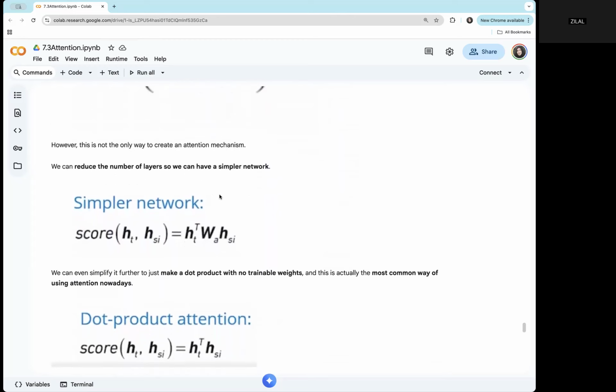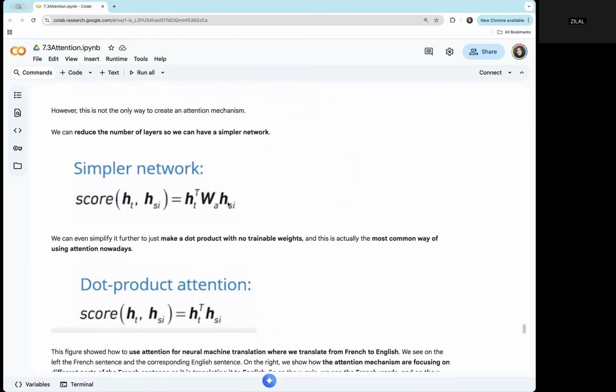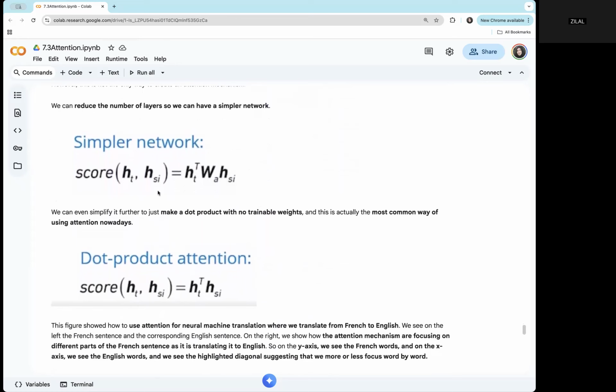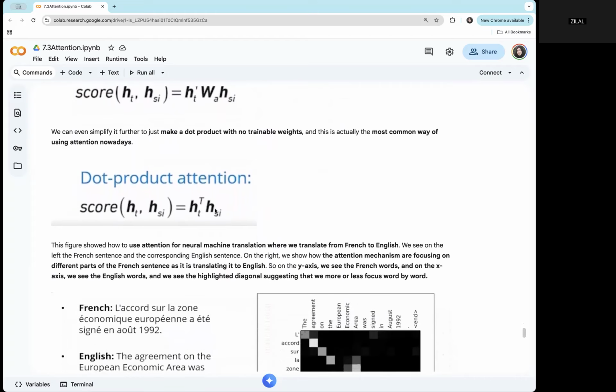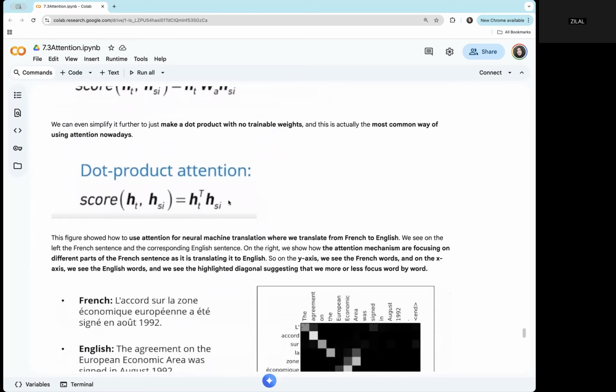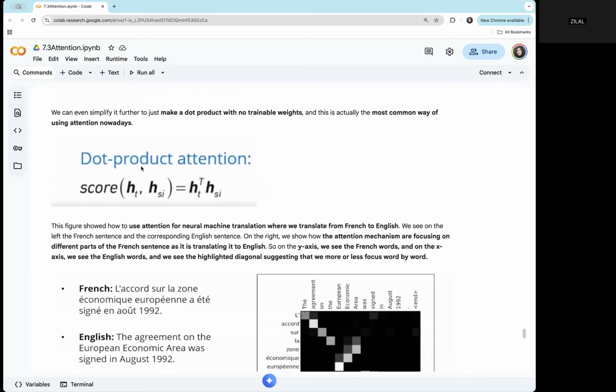However, this is not the only way to create an attention mechanism. We can reduce the number of layers so we have a simpler network. We can even simplify it further to just make a dot product with no trainable weights. And this is actually the most common way to use attention nowadays, to use dot product.